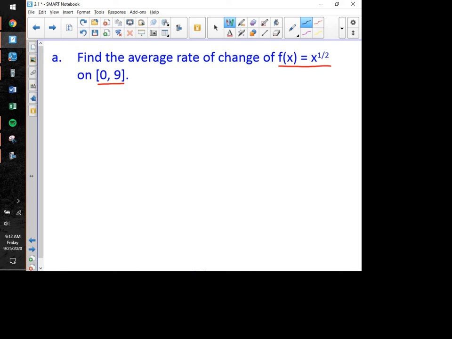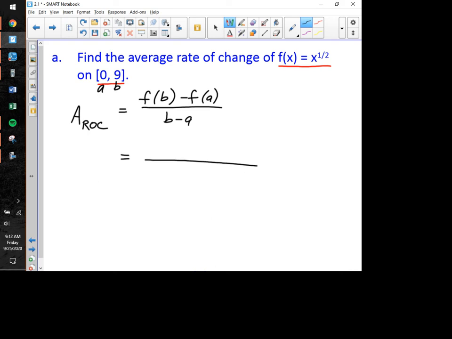We learned a formula for average rate of change, and this is just the notation that I tend to use for that quite a bit: f of b minus f of a, all over b minus a. So knowing what the function is, f of x is x to the 1/2, and knowing our a value and our b value here, this shouldn't be too tough to find out. Okay, so average rate of change equals, and here we go.